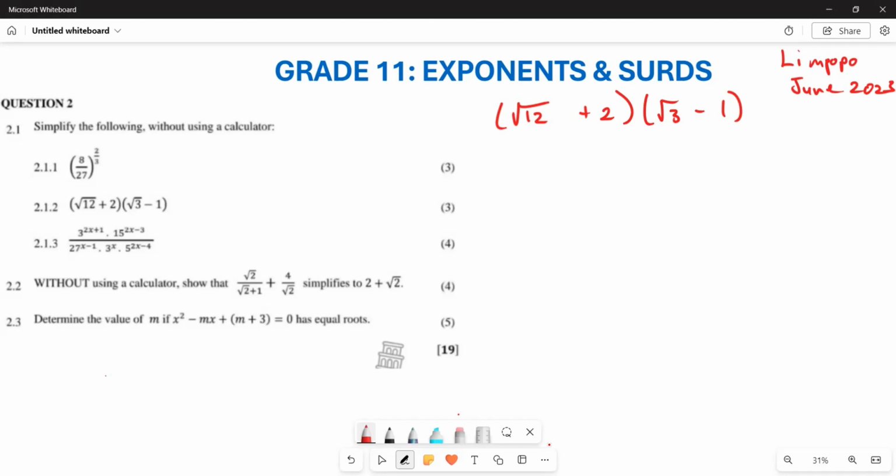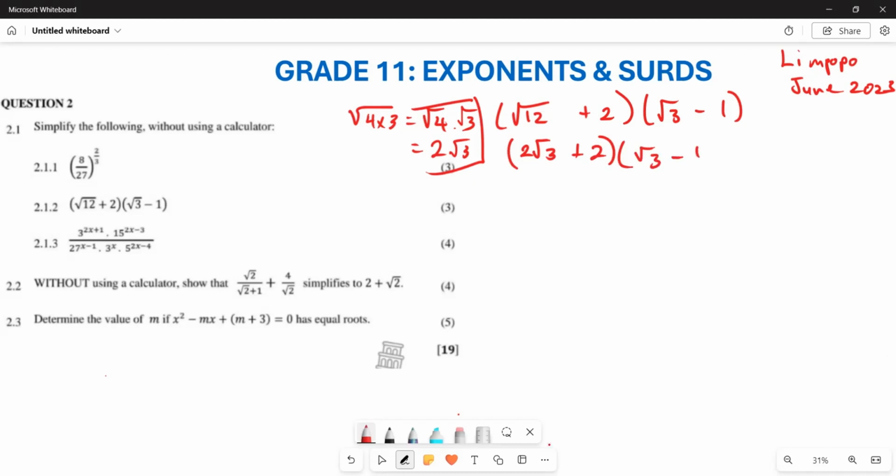I know some of you like doing these things on your calculator, but we can just do this. Your 12 is the same as 4 multiplied by 3, which is root 4 multiplied by root 3. Root 4 is 2, so root 12 is 2 root 3. So we have (2 root 3 plus 2) multiplied by (root 3 subtract 1).